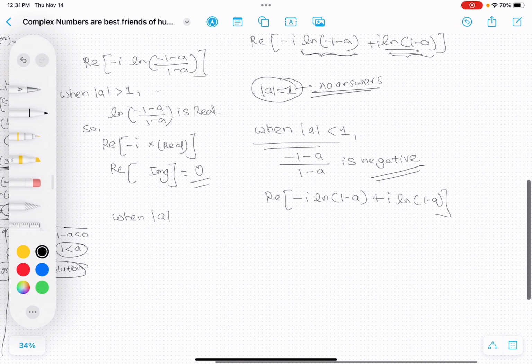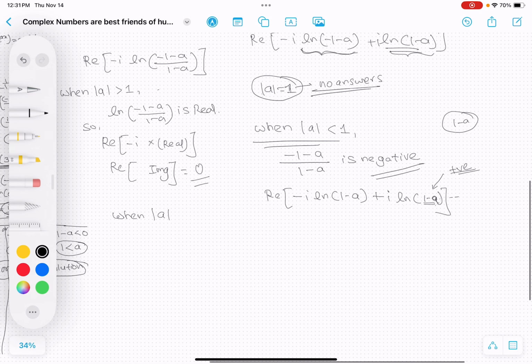Now again, notice that we know this entire thing is going to be negative, right? But let's again try to see it part by part. Now we know that in this case modulus of a is less than 1, so definitely this thing is positive. This 1 minus a is going to be positive, because even if a is 0.5, 1 minus 0.5 is positive. Even if a is negative 0.5, that's going to be positive. So ln of 1 minus a is going to be real, so this is the only thing that will contribute the imaginary part.